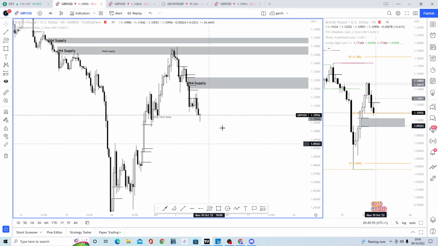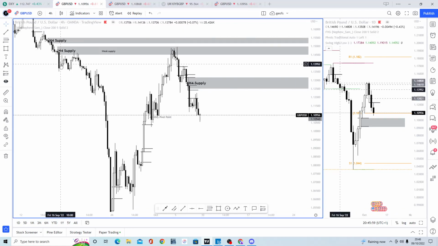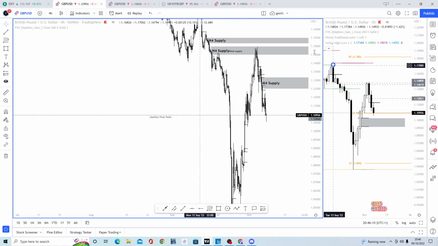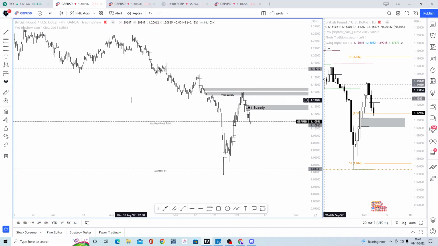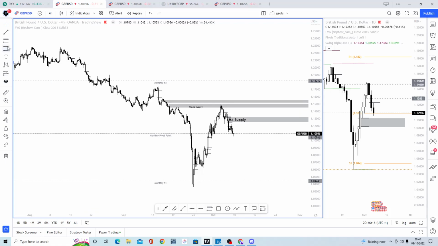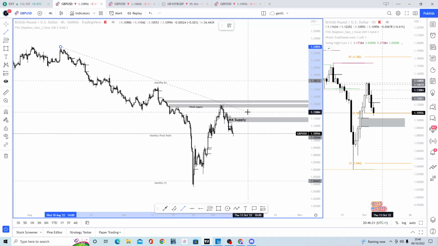Now while we're here, I believe there's a trend line on H4 as well, like a major trend line. We may as well stick it on. It goes back quite a long way. Now I don't trade off these. It's just that there's often price manipulation at trend lines. So it's around.